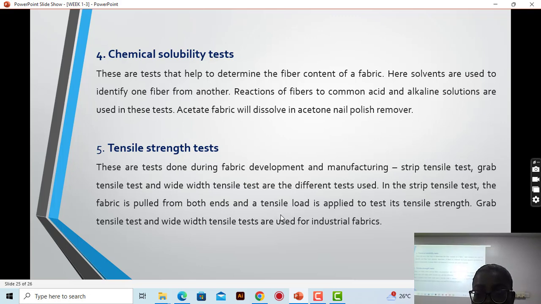Okay, so they do all this, and the grab tensile test and wide width tensile test are used for industrial fabrics. Those tests are used for industrial fabrics.